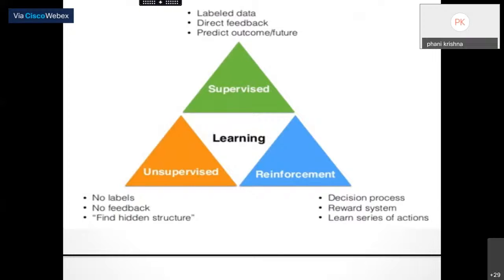Coming to reinforcement learning, this is the third type of machine learning where the machine learns on its own. It works on a rewarding system. Once the machine takes the right decision, it will get a reward. If the machine takes a wrong step, it will get penalized. By doing it repeatedly, the machine will learn the patterns which will give the highest rewards. So that is all about reinforcement learning here.